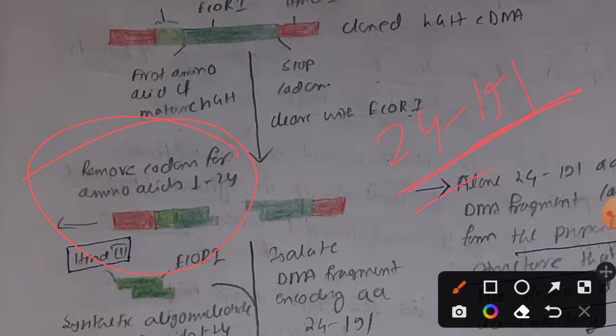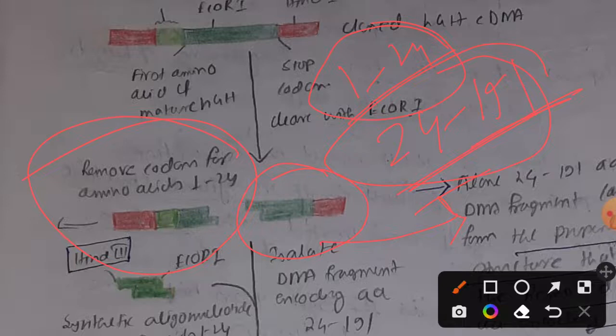Now they tried to express them in E. coli cells, and they then realized that without the 1 to 24 amino acids we cannot create a properly folded protein. I have told you in our very first video lectures of recombinant DNA technology that during the expression of the protein, folding is necessary, and the first 24 amino acids of the human growth hormone are responsible for that folding, which cannot be provided by the rest of the 24 to 191 amino acids.